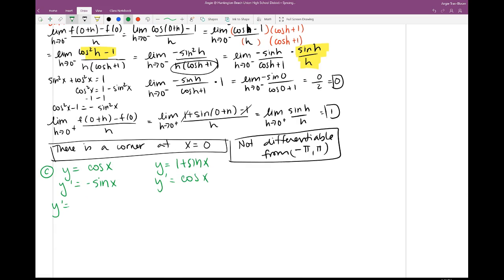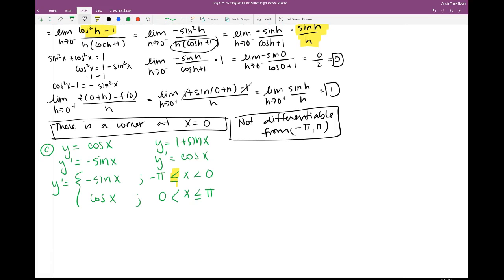So y prime is piecewise, okay? Negative sine of x, and x is from negative pi all the way to 0. And again, this one, it's inclusive because the left-hand derivative does exist at that point. And now I'm going to write cosine of x, and this is going to be from 0 all the way to including pi, okay?